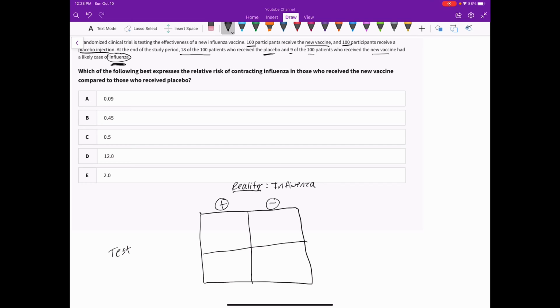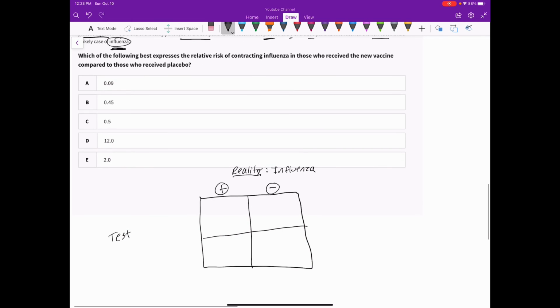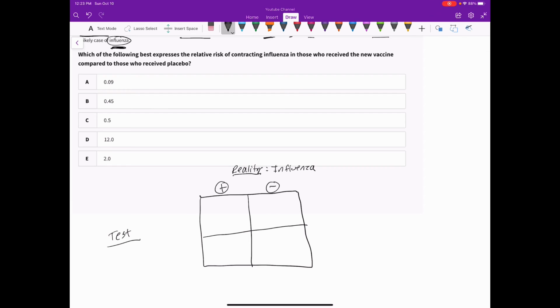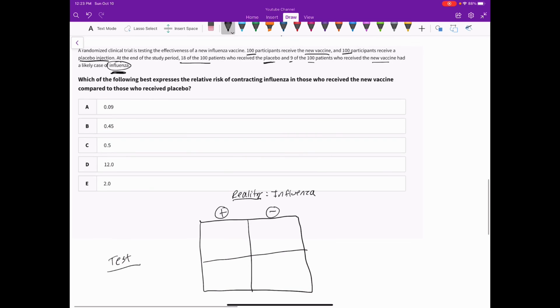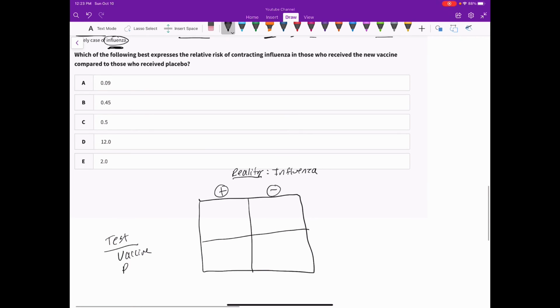So now the test, what's the test? Well, they didn't really say they tested anything, but they performed something. So how did they control it? Well, they did a shot, right? The vaccine, I'm sorry. So someone took a vaccine and someone took a placebo. Well, how does this fit into the graph? Well, for the test, if it's a positive test, we're going to say that's the vaccine. And if it's negative, we're going to say that's the placebo because they didn't give them anything. They didn't treat it. It was just negative.